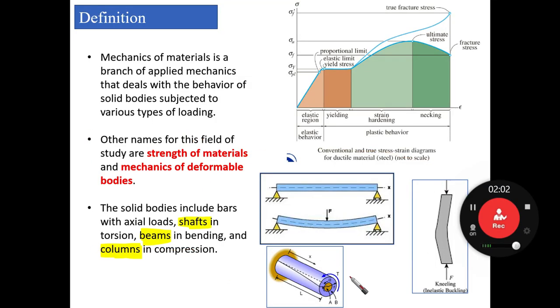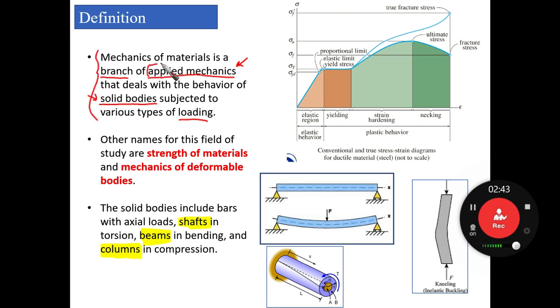Okay, now let's go directly to the definition. So first of all, we can say mechanics of materials is a branch of applied mechanics that deals with the behavior of solid bodies. So the main item that we are going to work on is solid bodies subjected to various types of loading. Okay, so this is considered to be the definition.